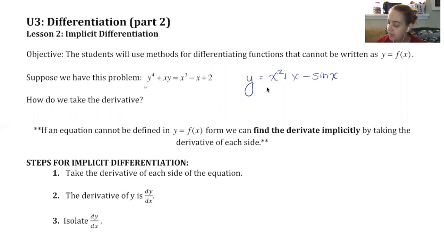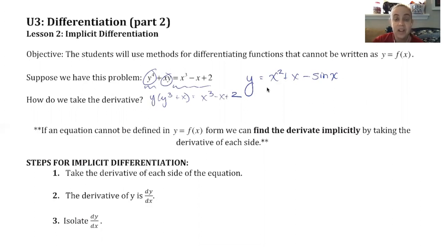The problem with this one is you have a y here and you have a y here, and you can't solve for y. Yeah, you can factor y out and you've got y cubed plus x, but you can't solve for that y. And so now we're stuck. What we have to do instead is implicit differentiation.